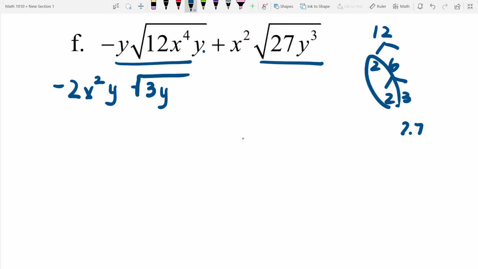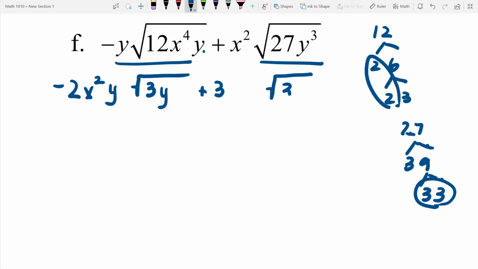The 27 is going to break down. So it's going to be 3 times 9. And 9 is 3 times 3. So these 2 3's come out. So I'm going to have a plus 3. The 3 sitting there stays inside. The only x's on the whole problem are on the outside, so I'm going to write that down. Now look at the y's. 2 goes into 3 1 time, but not perfectly, so you have a remainder. So I'm just simplifying, okay?